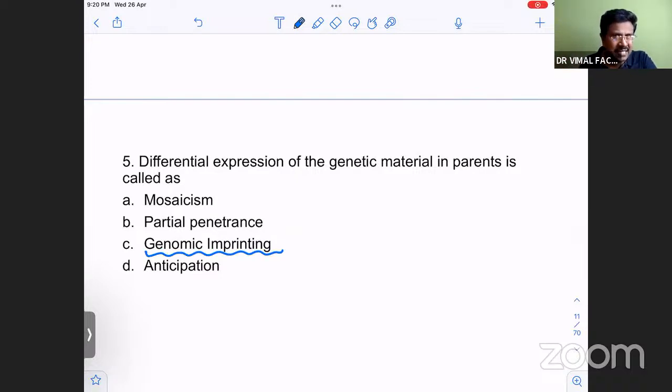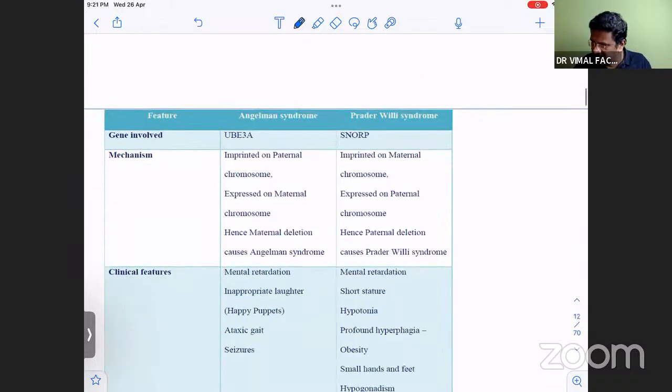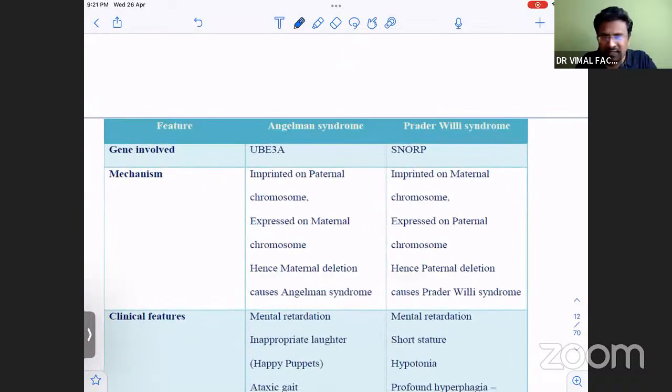All of us know that every gene will have two alleles, one a maternal allele and the other a paternal allele. Now let's take two diseases. One is Angelman syndrome and the other is Prader-Willi syndrome.